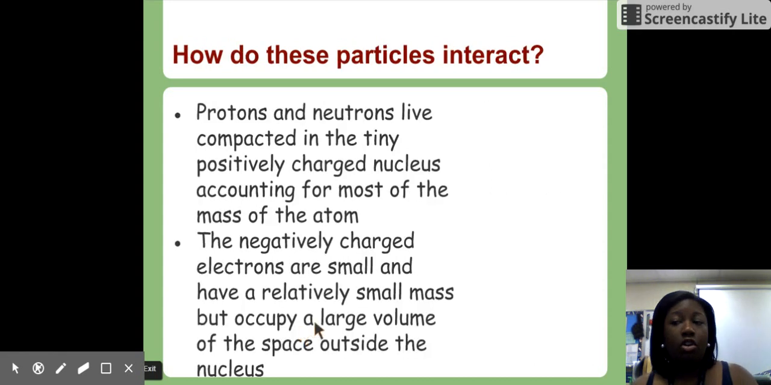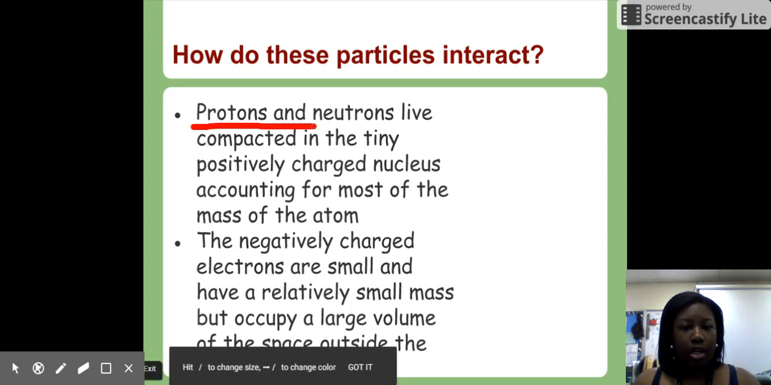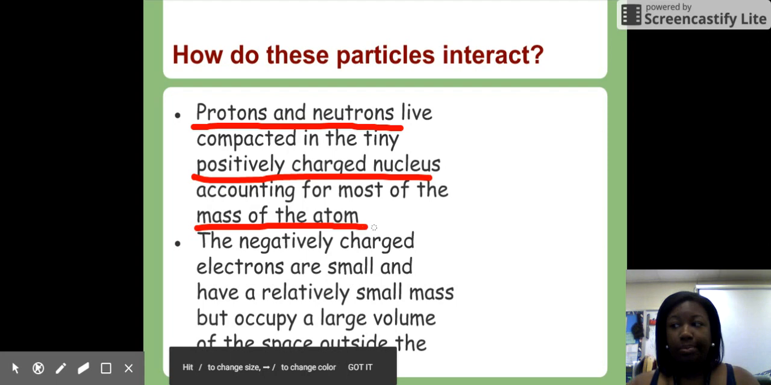All right, so how do these particles react? So how do they interact with each other? So the protons and the neutrons are compact, okay? They're living very close together, and they take up most of the mass, and they're going to have a positive charge in that nucleus because I have a proton which is positive, and a neutron has no charge at all, so it's going to be a positive charge, okay? So the protons and neutrons are positively charged in the nucleus, okay? And that's the mass of the atom, okay?